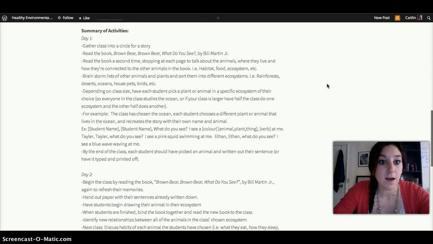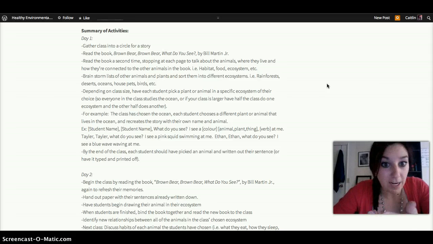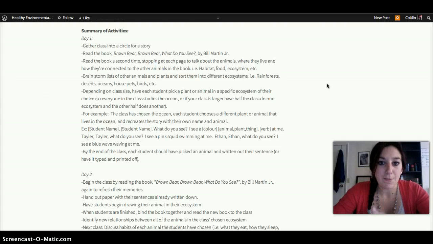Basically what this activity is, on day 1, you would gather your class in and read the Brown Bear book. It's a short book, so after you read it a second time through, stop at each page, talk about the animals, where they live, how they're connected to the other animals in the book, through habitat, the food they eat, ecosystems, etc. Then brainstorm with your class lists of other animals and plants and sort them into different ecosystems. So rainforests, jungles, deserts, oceans, you can do house pets, birds, whatever you want.